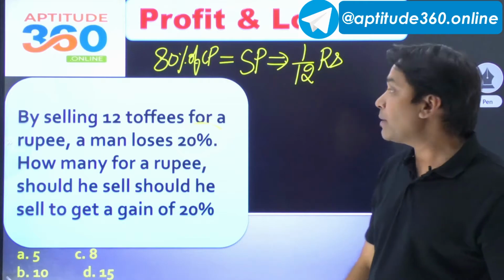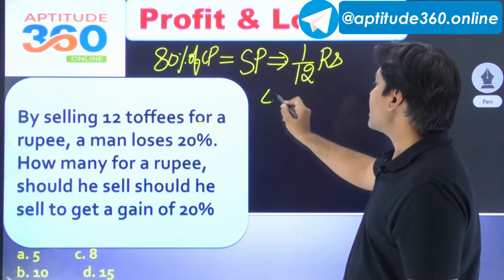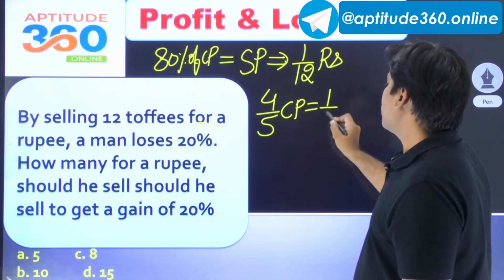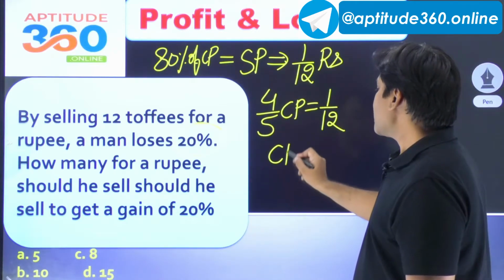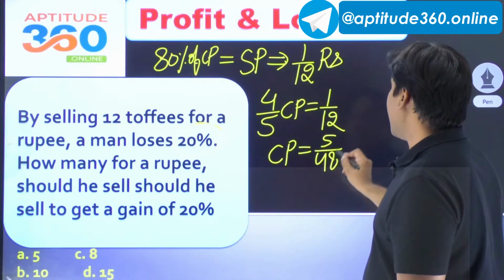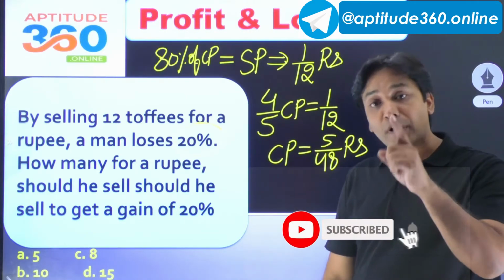So 80% of CP is equal to this value. 80% can be written as what? 4/5 of CP is equal to 1/12. So what is the value of CP? 5/48 rupees. This is going to be CP of one toffee.